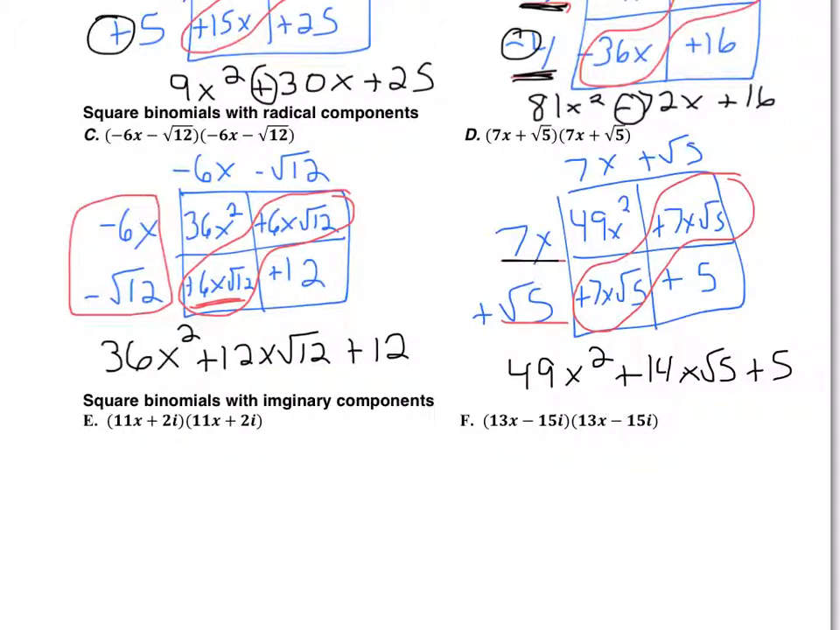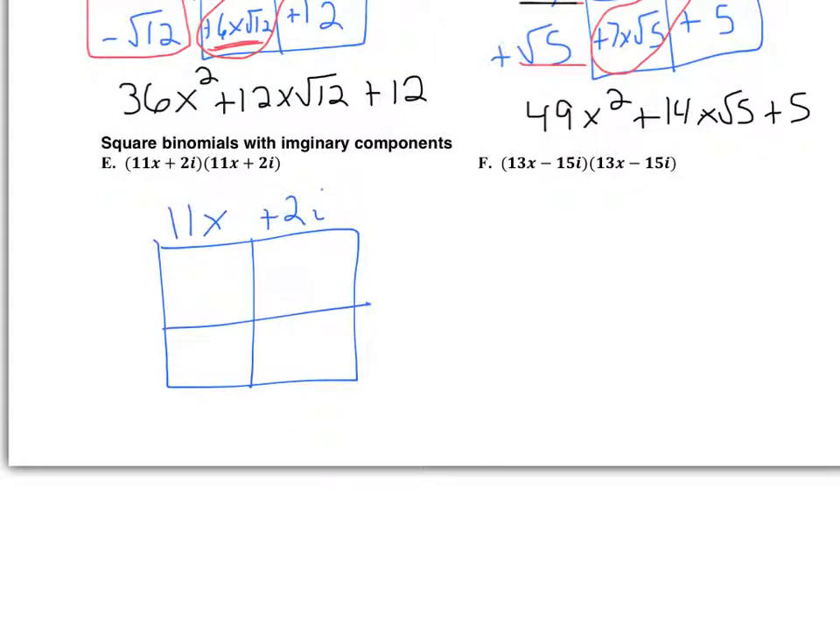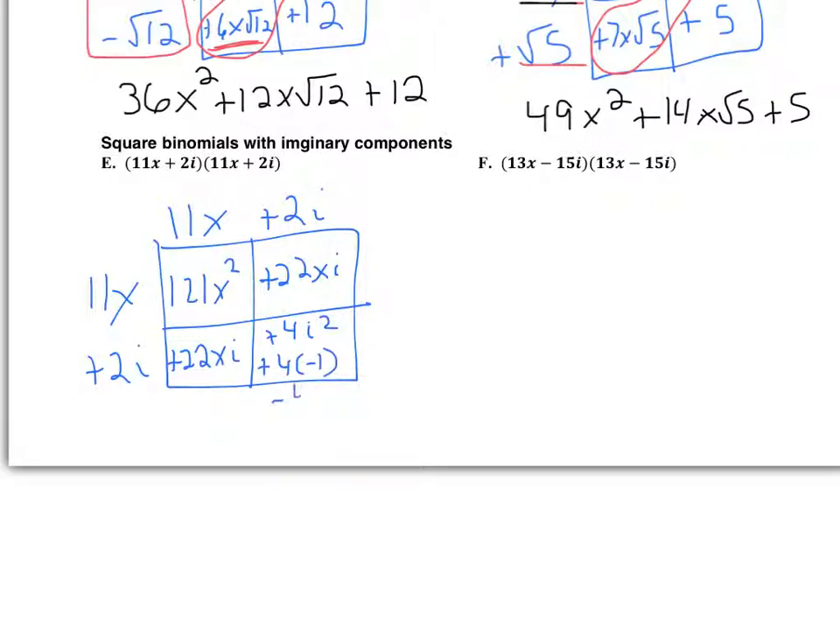Let's go ahead and look and see how that changes when I have i. So we'll make our box. We have 11x plus 2i and 11x plus 2i. So that's 121x squared plus 22xi plus 22xi, and positive times positive is positive, 2 times 2 is 4, i times i is i squared, but we know that i squared is negative 1, and so that means our last term is negative because of the imaginary numbers, where before it always used to be positive.